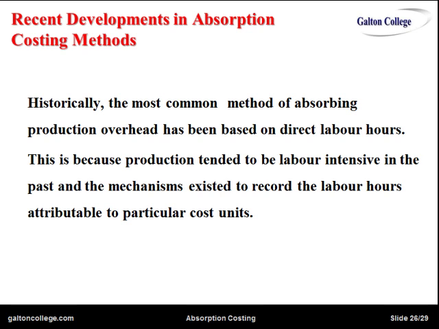There are some recent developments in absorption costing. Historically, the most common method of absorbing production overheads has been based on direct labour hours. This is because production tended to be labour intensive in the past, and the mechanisms existed to record the labour hours attributable to particular unit costs. So in the past, labour hours were a benchmark. There was an underlying assumption that all labour hours were the same and that people worked equally hard throughout the organisation, and there were issues about different people doing different jobs, and it was all glossed over. But historically, that was one of the bases for allocating.